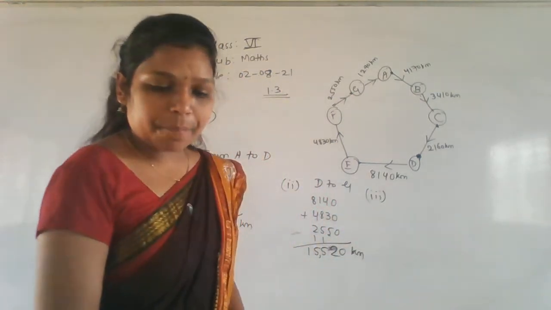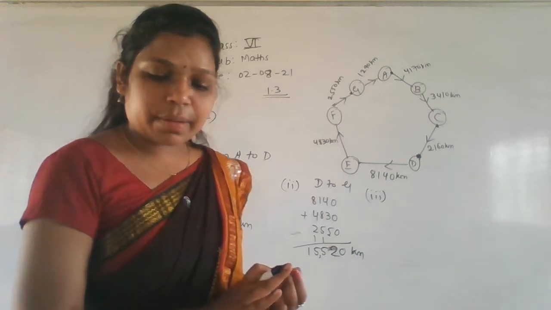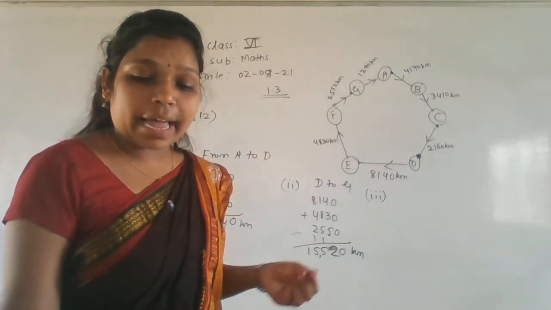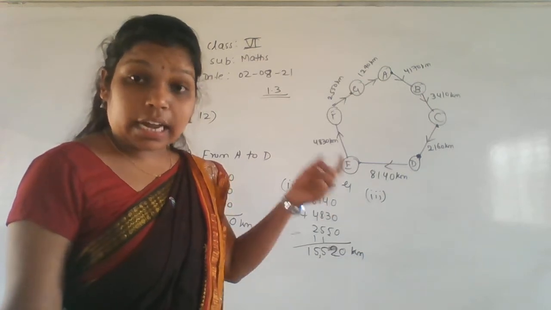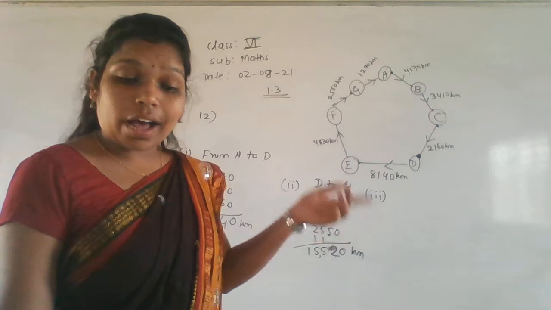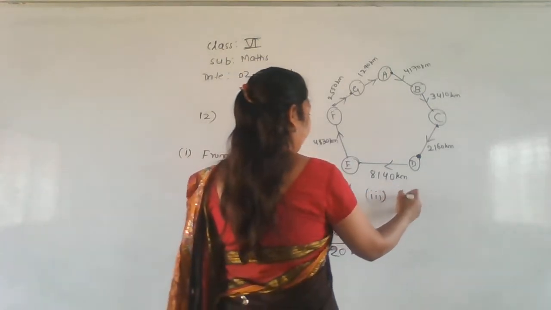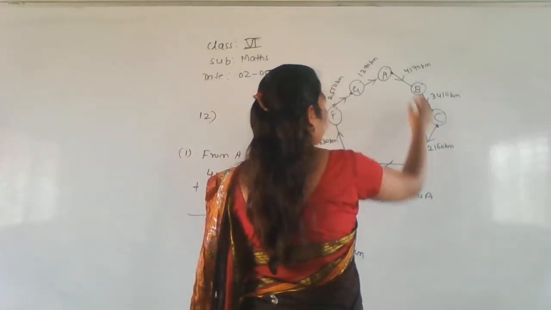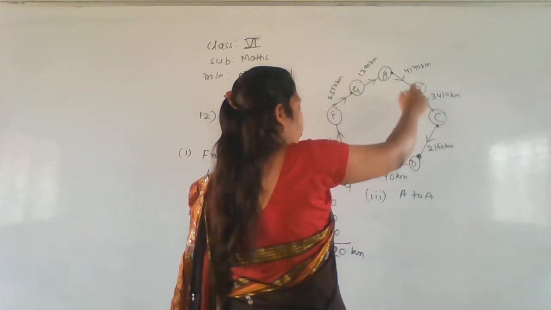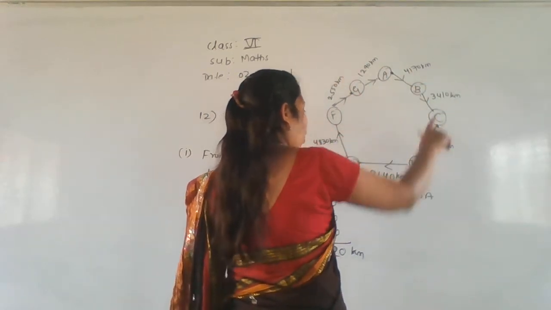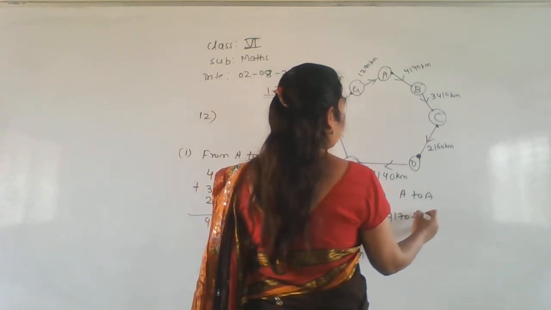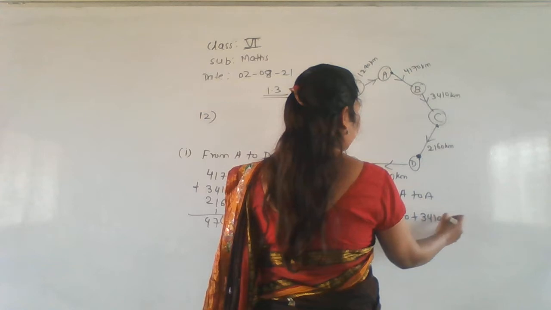Third one is find the total distance covered by the bus if it starts from A and returns back to A. Okay, start from A, again returns to A. Means A to A. It will start from here and again will reach at A only. Means we have to add all the distance here. Okay. That one do it yourself. I just wrote here. Add and write.